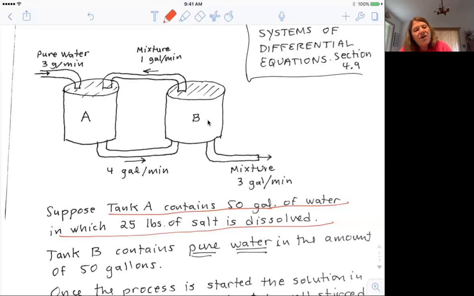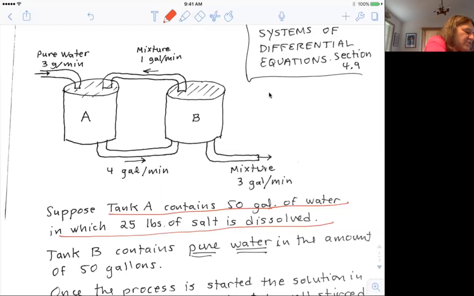And then also going out of that tank at 3 gallons per minute and going back into A this way, 1 gallon per minute. Now, it's more complicated than one tank for sure. It's not as complicated as it could get. There's some problems in the book that have 3 or 4 tanks, but let's just concentrate on this to begin with. The idea here is to find out how much salt there is in the tank at any time t.